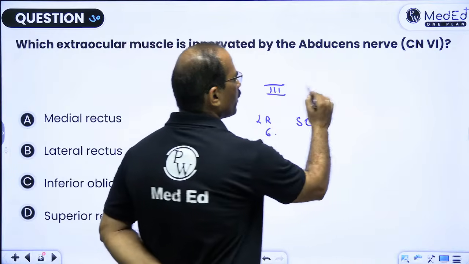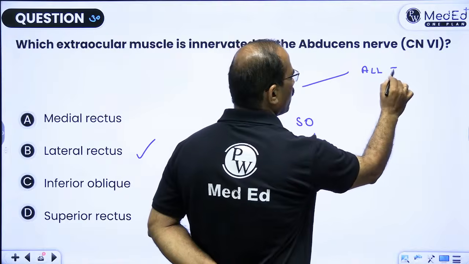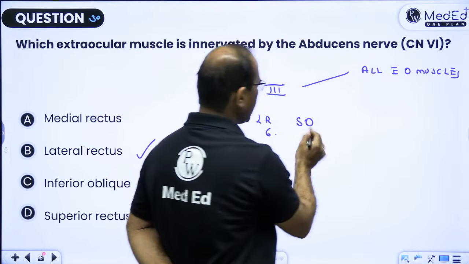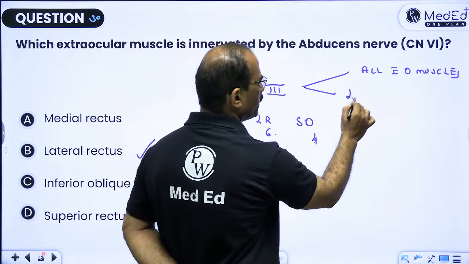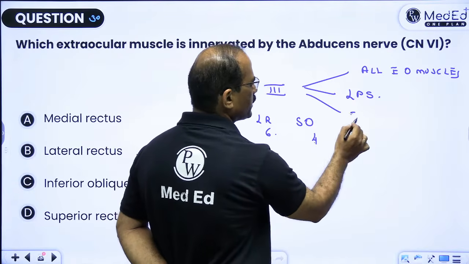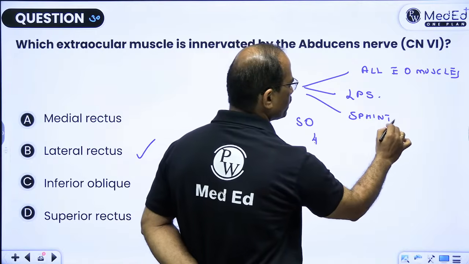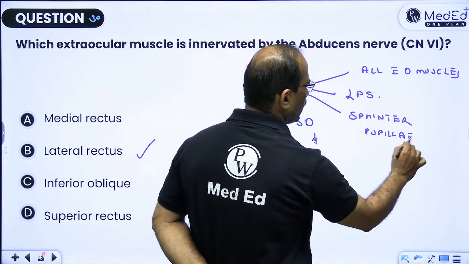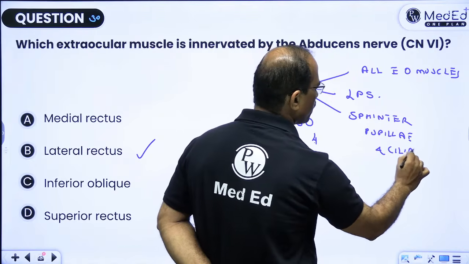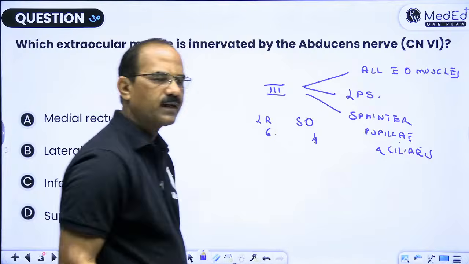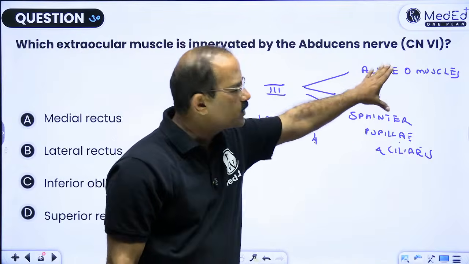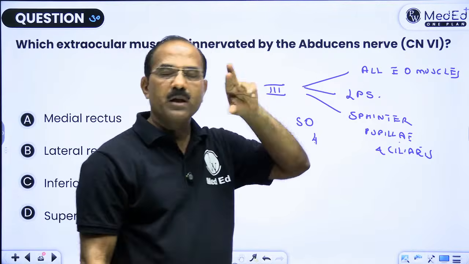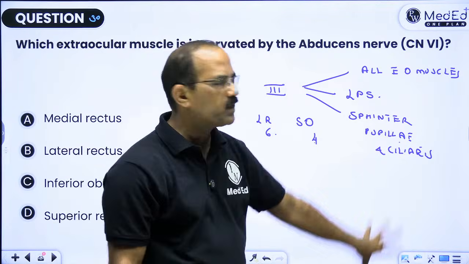Third nerve supplies all the extraocular muscles except lateral rectus and superior oblique. It supplies the levator palpebrae superioris. It supplies the sphincter pupillae and ciliaris. ठीक है? So third nerve supplies all the extraocular muscles except the lateral rectus and superior oblique. It supplies the levator palpebrae superioris. It supplies the sphincter pupillae and ciliaris.